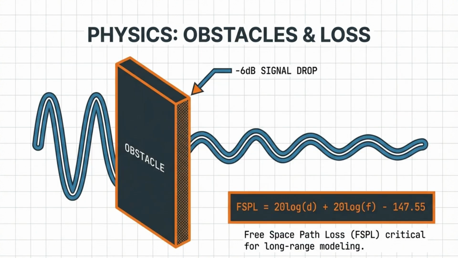In terms of physics, obstacles cause signal loss, often a -6 decibels drop. Free space path loss, or FSPL, is critical for long-range modeling.